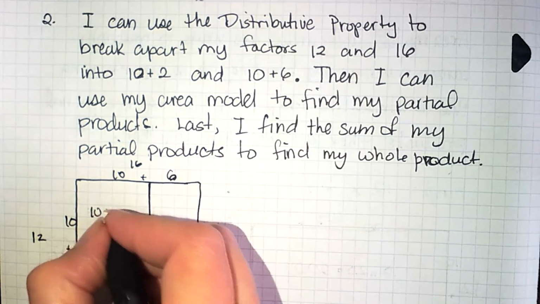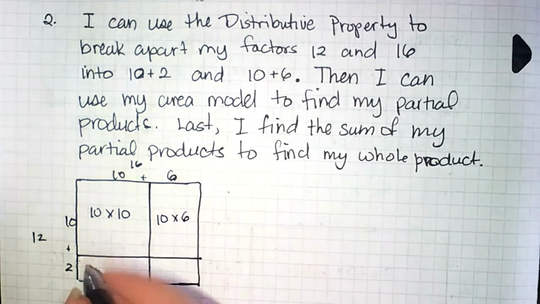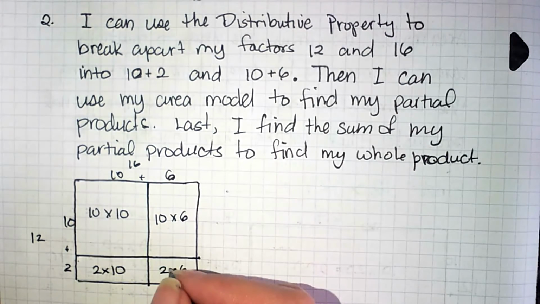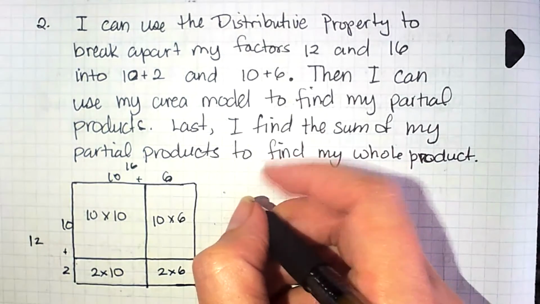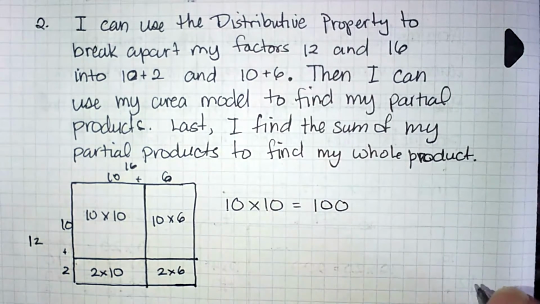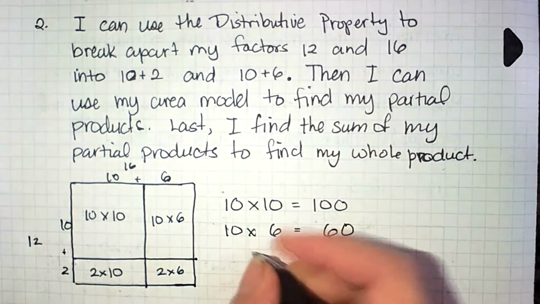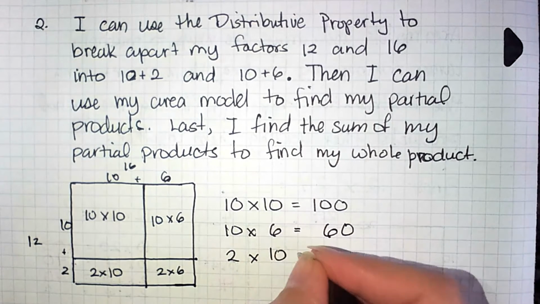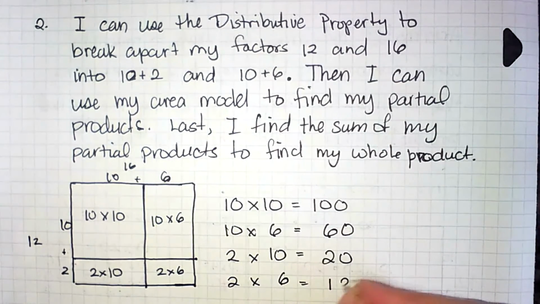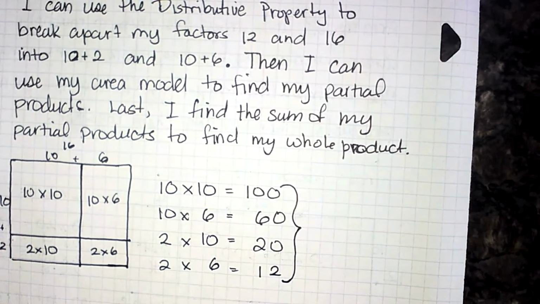Now in here, we need to find our partial product. So this is going to be 10 times 10 to find this area. This part is going to be 10 times 6. This part is going to be 2 times 10. And this part is going to be 2 times 6. So let's start. 10 times 10 we know is equal to 100. 10 times 6 is equal to 60. 2 times 10 is equal to 20. And 2 times 6 is equal to 12. Now what do I need to do next? I need to add those together to find my partial product.